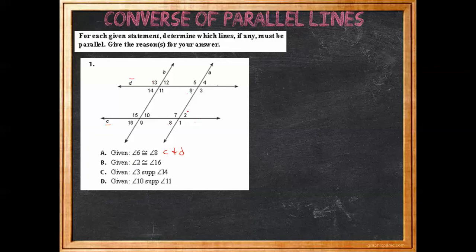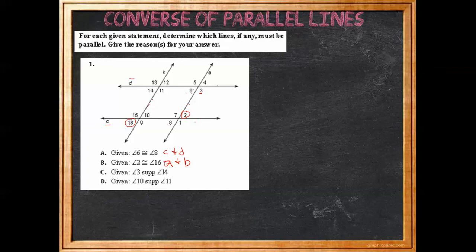Now, if we're given angle 2 and angle 16, then for this one we're talking about this transversal. So we're going to be looking at these two lines right here, because this transversal crosses these two lines, A and B. If we look at 2 and 16, they're both on the outside of these two lines, and they're on opposite sides. So the converse of alternate exterior angles says that if these two angles are congruent, then the lines are parallel. So we know that A and B are parallel.